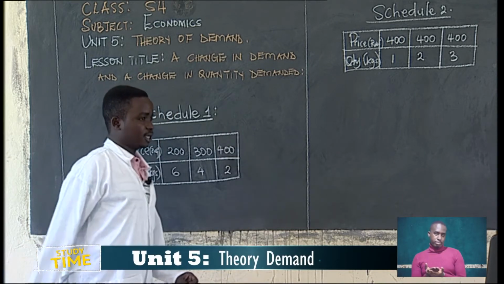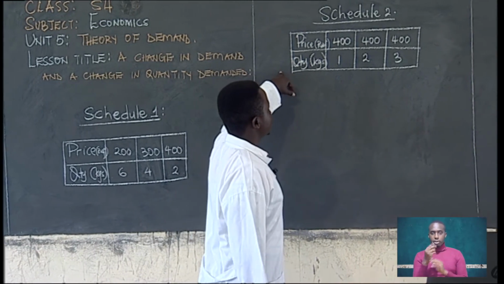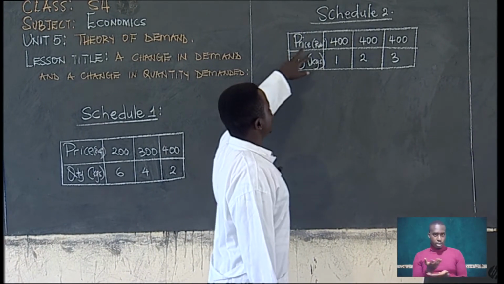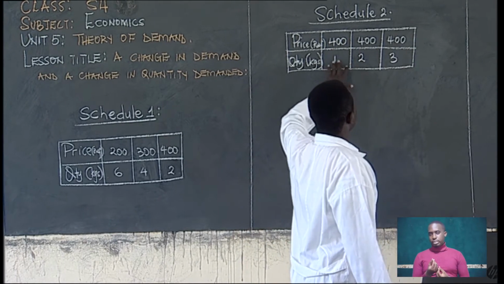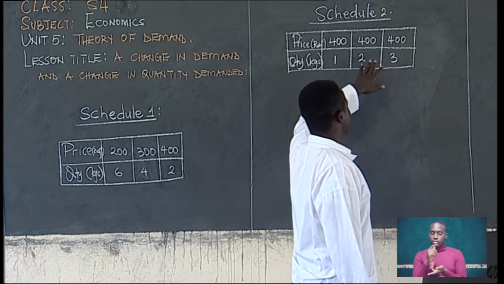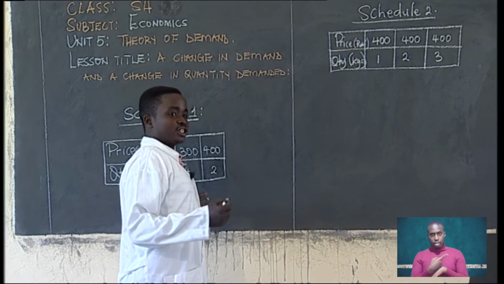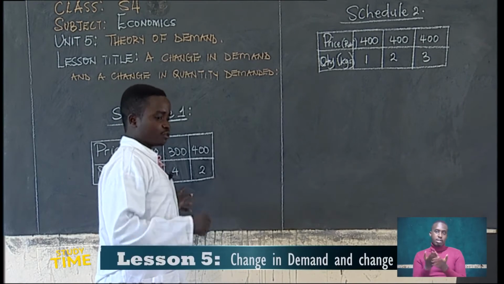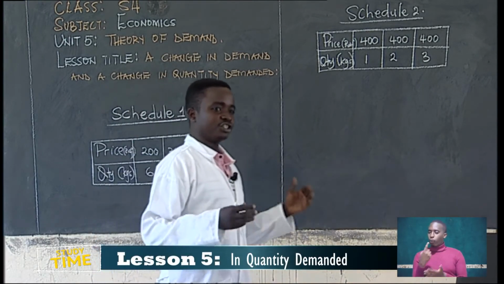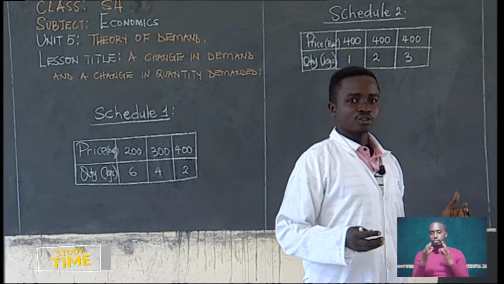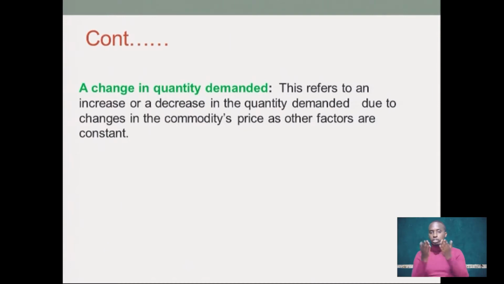When you come to schedule 2, I want you also to analyze it, whereby we have a constant price. At a constant price, quantity demanded is not constant, it is changing. So our two concepts today are a change in demand and a change in quantity demanded. What do we mean by a change in quantity demanded? A change in quantity demanded is an increase or a decrease.